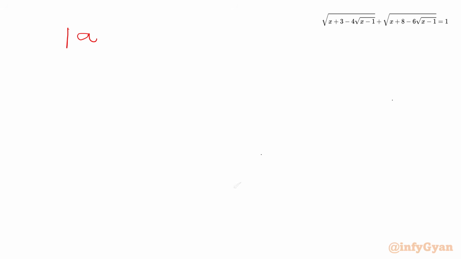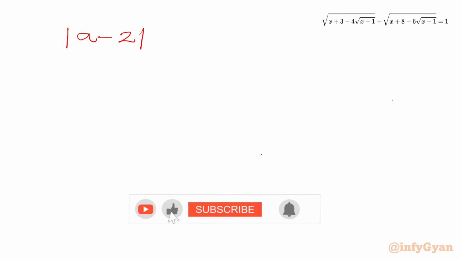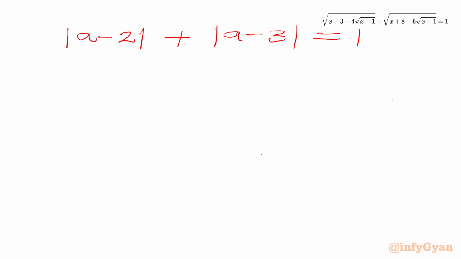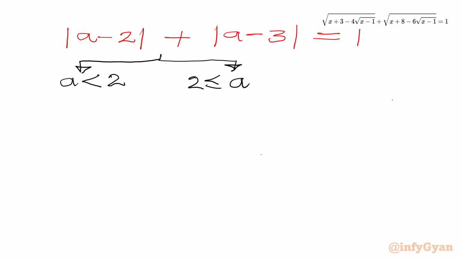Let me write the equation once: mod of a minus 2 plus mod of a minus 3 equal to 1. Now we can write three intervals. From this equation, we can consider a less than 2, the interval of a from 2 to 3, and the third interval would be if a is greater than or equal to 3.